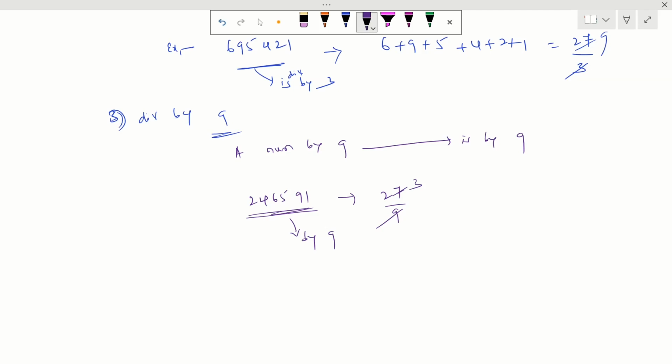Another example I will give here, 734519. Just add these numbers. What will we get? 29. The sum of these digits is 29. 9 does not divide 29. Therefore we can say this number is not divisible by 9.